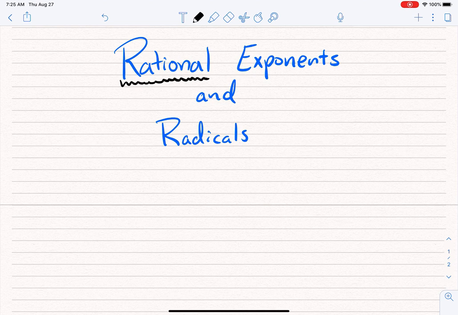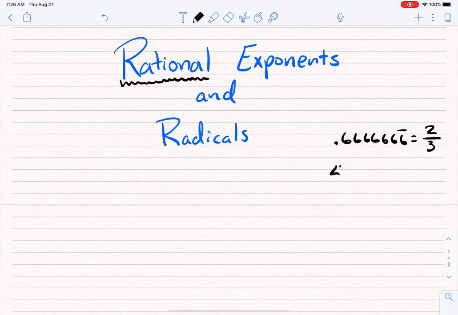Rational in math refers to a type of number. A rational number, most people think fractions or decimals, and that's pretty correct. The definition of a rational number is any number that can be written as a fraction of two integers. So even a never-ending decimal like 0.6666666 over and over, that can be written as a fraction of 2 over 3. And 2 and 3 are both integers. And so this is a rational number.